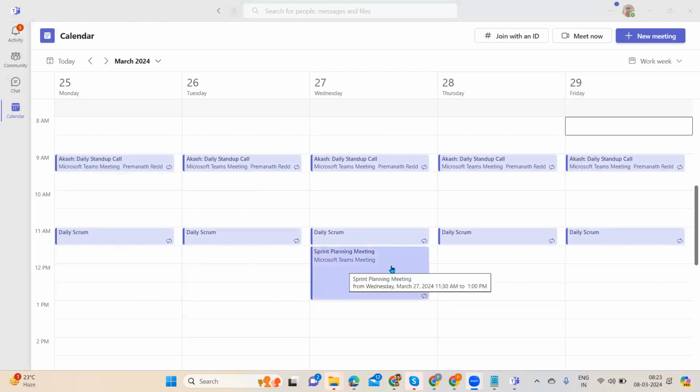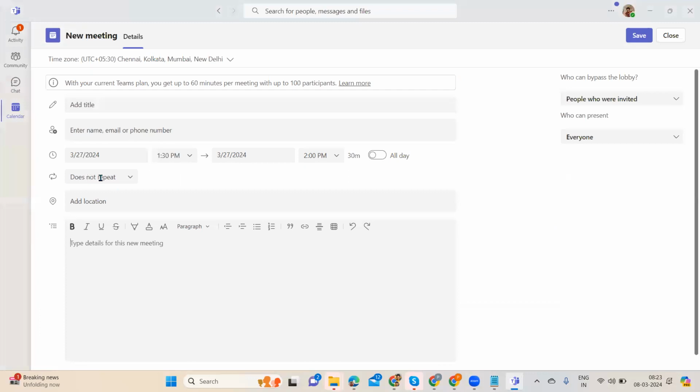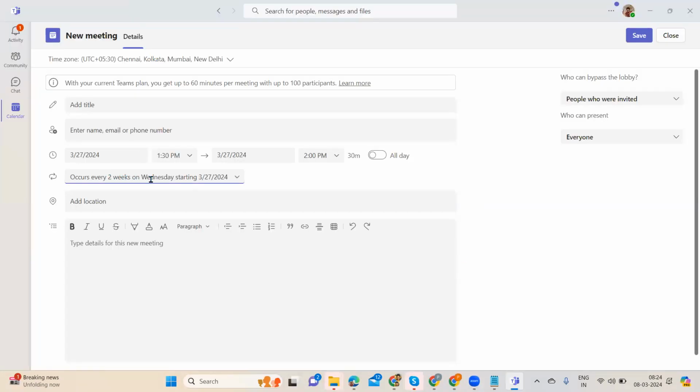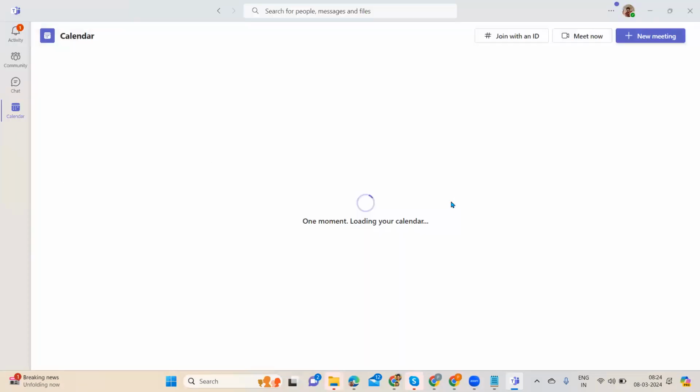Now if you want to schedule a recurring planning meeting which will happen twice a week, how can you do that? Let me show here. Here is the option called do not repeat. What you need to do is select weekly. Say I want it to happen once every 2 weeks, so I need to select 2. It means that every 2 weeks, on Wednesday, this meeting will happen. If I click on save, occurs every 2 weeks on Wednesday. Okay, I don't want to do that, so I will discard it.